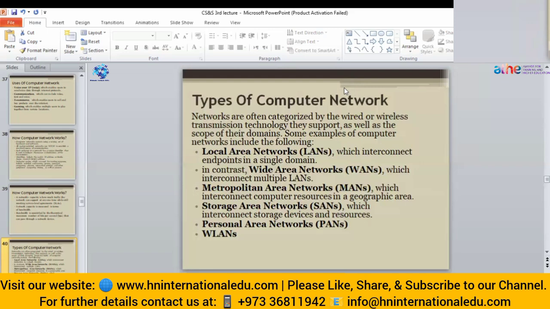Now the storage area network, which interconnects the storage devices and the resources only. Personal area network, like the network that we build inside our homes by using different types of devices. Wireless local area network: sometimes we use wires to connect our computers, but sometimes within the building we utilize wireless communication, so that is known as the wireless local area network.